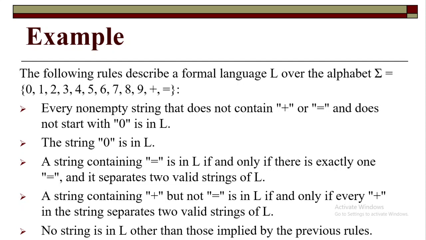No strings in L other than those implied by the previous rules. These are the rules which have to be used to form a string in the formal language L over the alphabet set given here. So this is an example of a formal language. We have an alphabet set and these are the rules. These are the 5 rules to form a word, or a well-formed word, in the formal language.